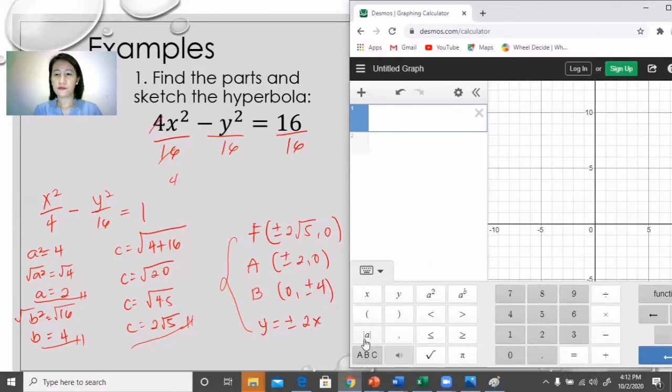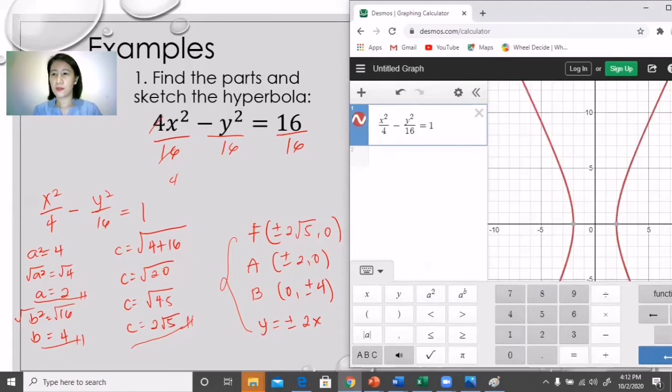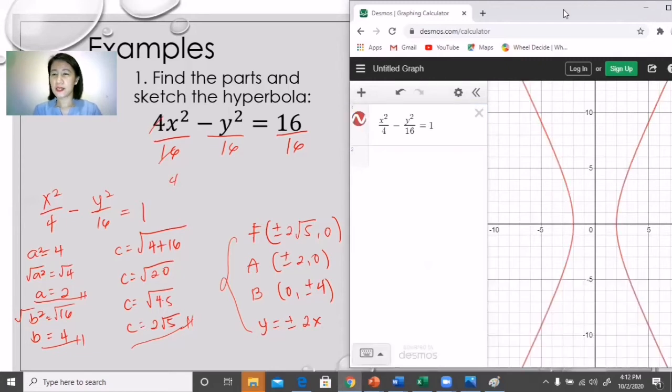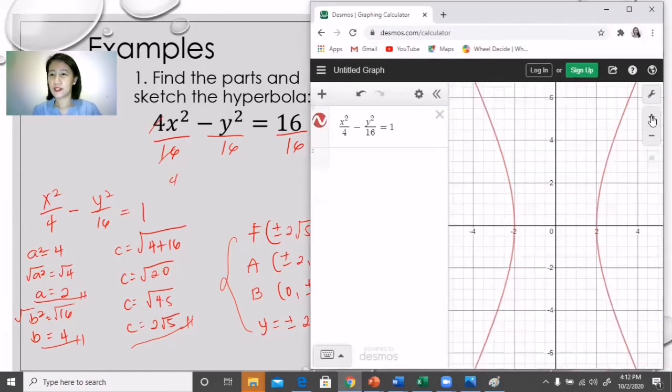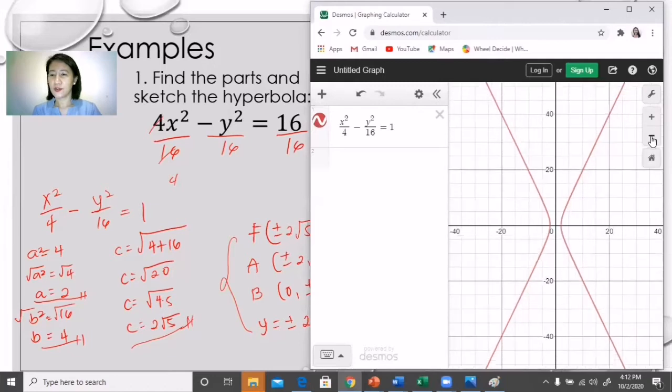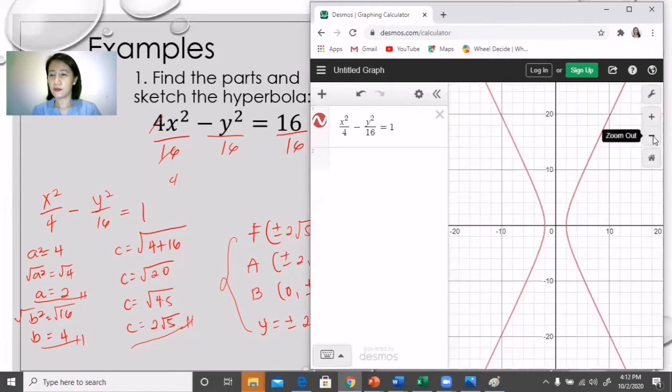So we have x squared over 4 minus y squared over 16 space and then equals 1. Okay, so that is our hyperbola. So I'll make this a little smaller. So you'll be able to see the hyperbola. Oh, we're okay with this.